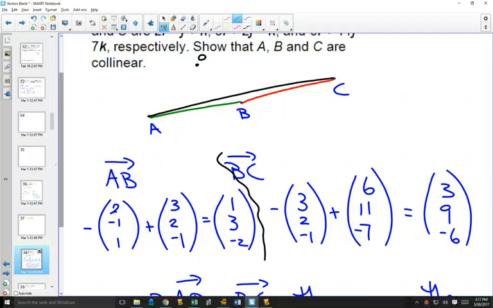So that would be another way that you could show they're collinear. So there's more than one way. I think that the direction way is a shorter way. There's less math involved because you would have to use your distance formula or magnitude formula 3 times in the other method.